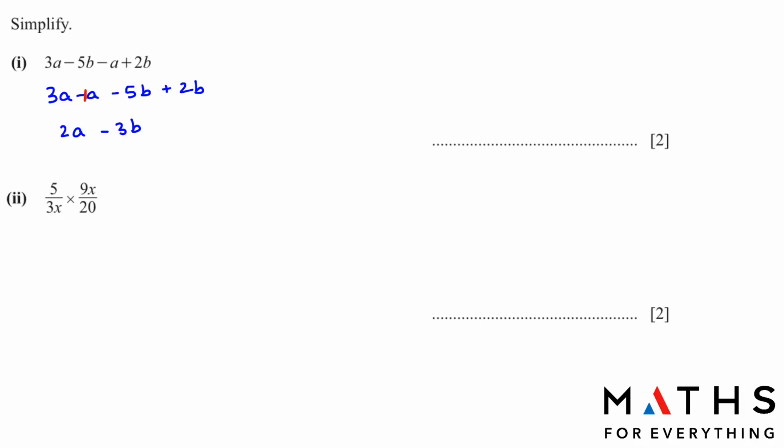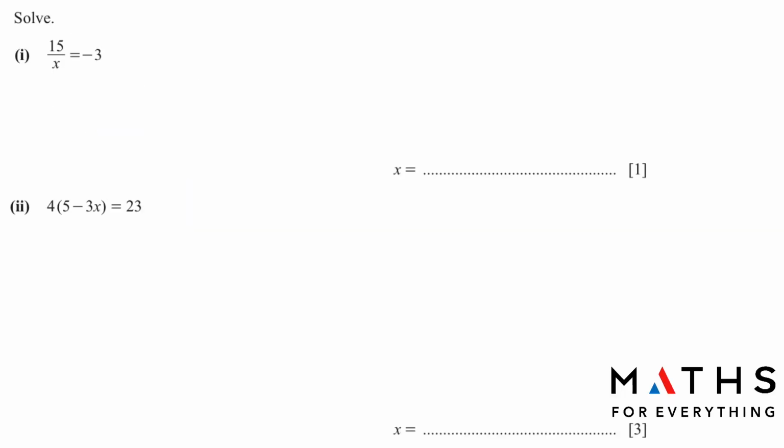The second part we have to multiply, and for a question like this, if you're a little bit confused, multiply the numerator. So 5 multiplied by 9 is 45x. And 3 multiplied by 20 will give you 60, and there is an x. The x will get cancelled, and 45 over 60 will give you 3 over 4.